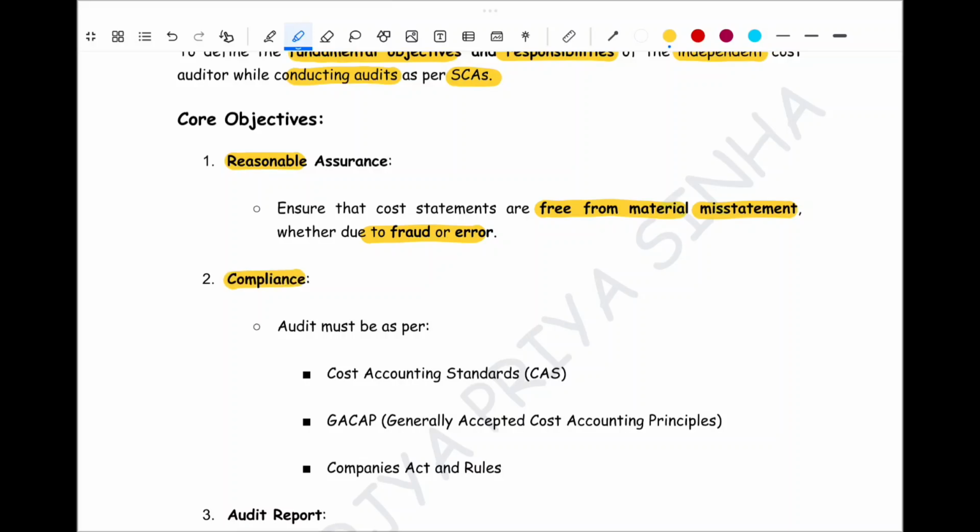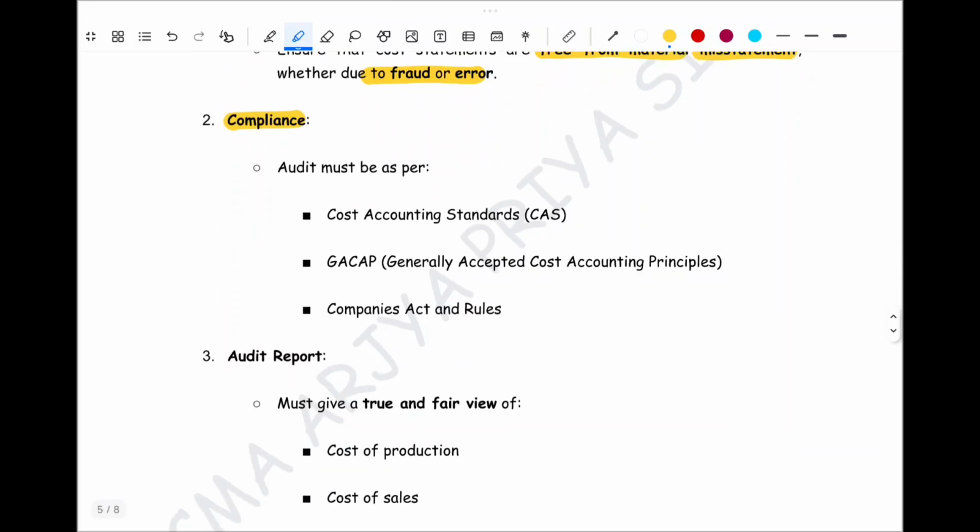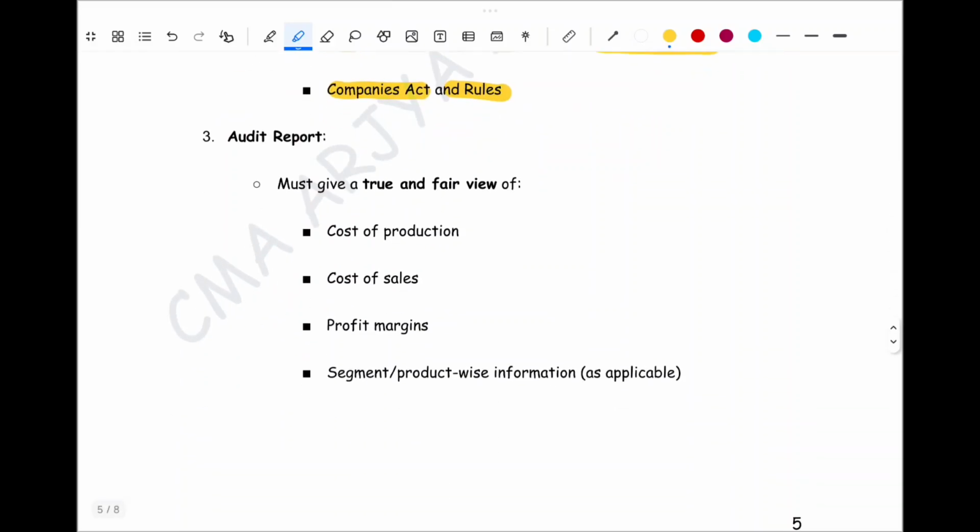Next is compliance. Now, audit must be as per what? Audit must be as per cost auditing standards, GACAP, that is generally accepted cost accounting principles, and the Companies Act and rules. Next is the audit report. It must give a true and fair view. True and fair view of what? True and fair view of cost of production, cost of sales, profit margins, and segment or product-wise information if applicable.